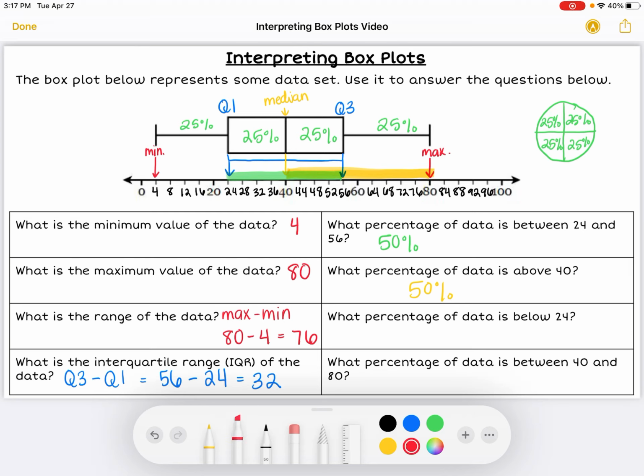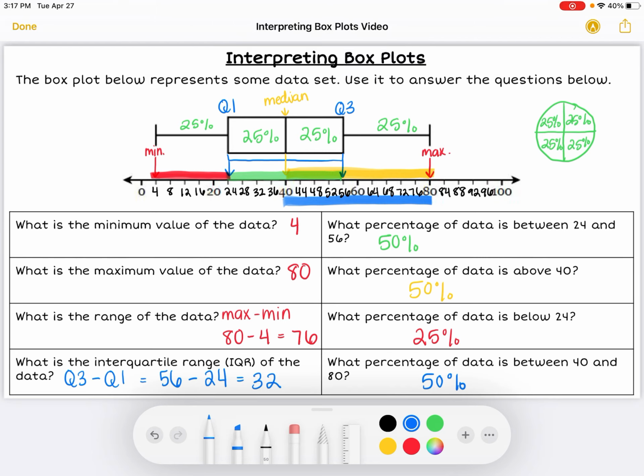The next question says, what percentage of data is below 24? So for that, 24 is quartile 1, below 24. That's just talking about this left branch, which is 25%. So it's just 25%. And then what percentage of data is between 40 and 80? So 40, that's our median, and then 80 is the max. So it's saying from 40 to 80. That's actually almost the same kind of question we already answered when it said what percentage of data is above 40, but it's just asked a little differently. So since it's that top half of the data, it's also 50%.